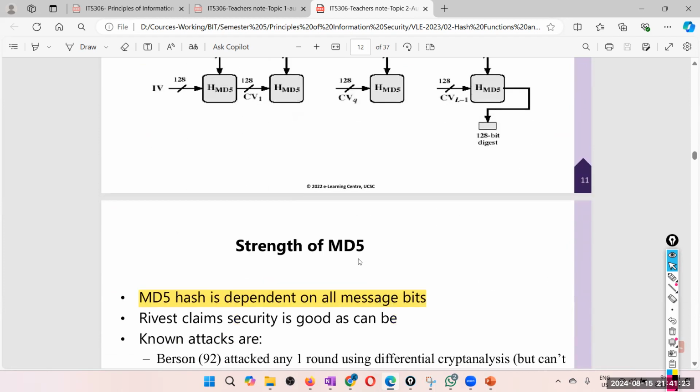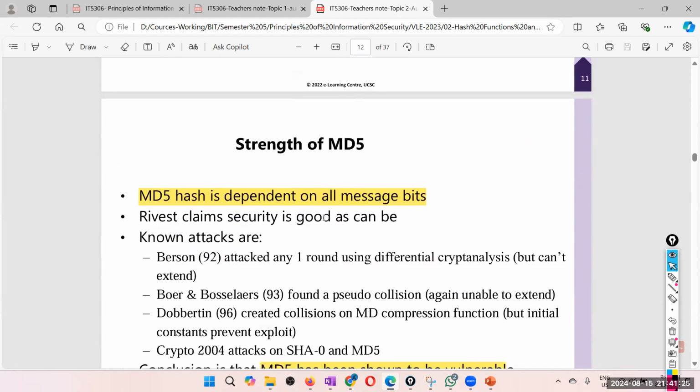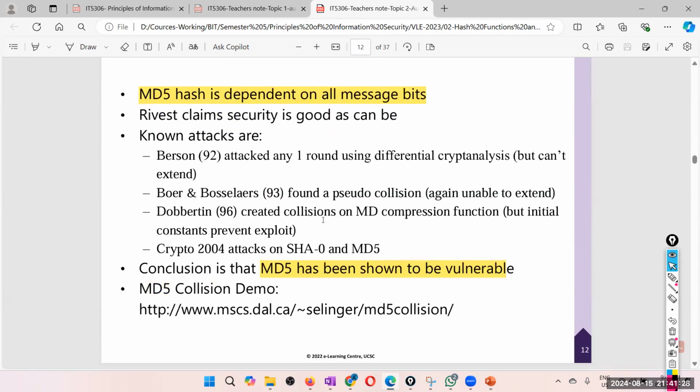We discussed this diagram. Strength of MD5. But MD5 is not used much now because it is now vulnerable.